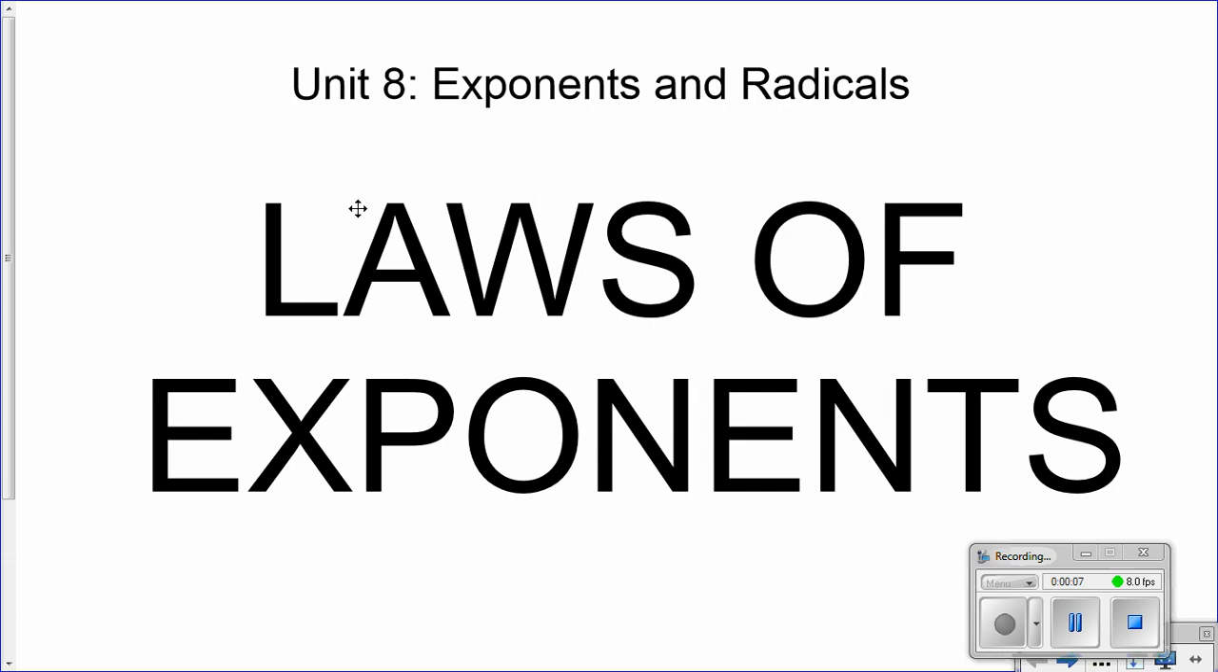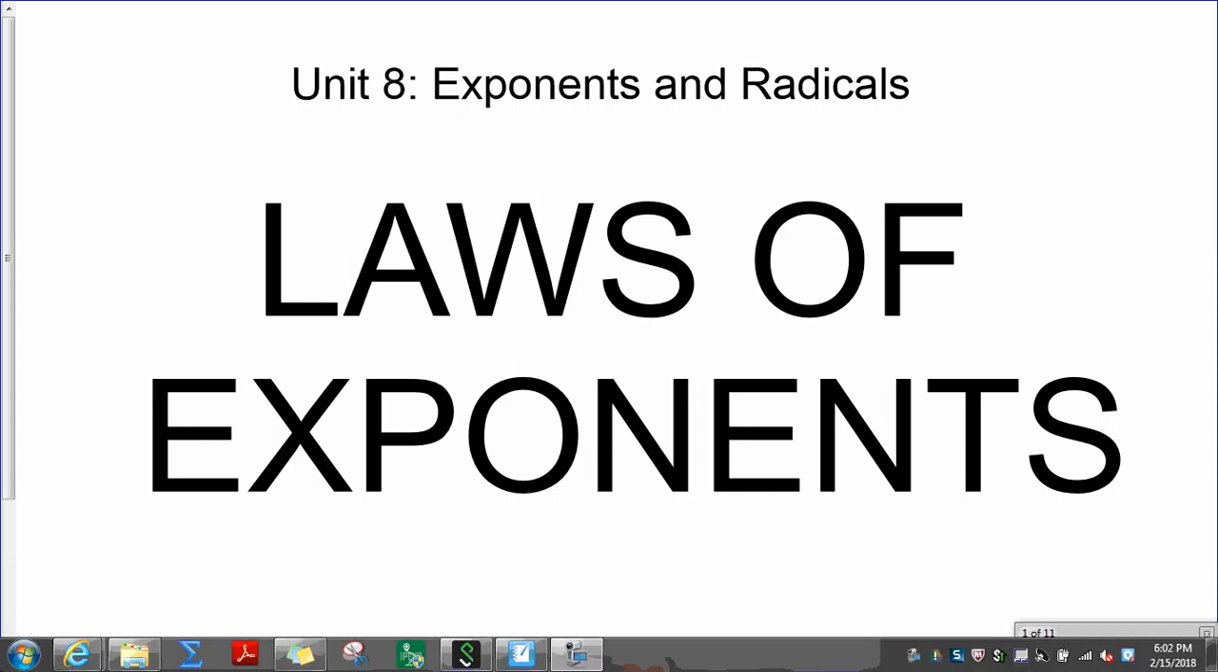Some of you might have already done these or started them on last year's notes, which are identical, just a new recording, that's all. This unit is just on exponents and radicals and dealing with higher level exponents and radicals. So today we're going to be doing laws of exponents, so the rules that go along with them. And we'll do a little bit of application with it.